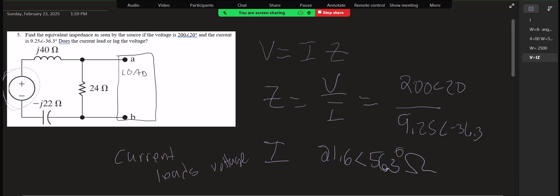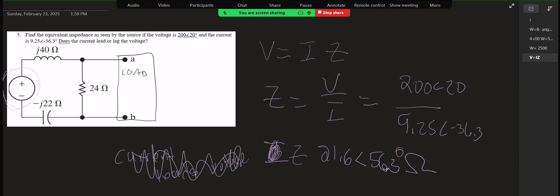I was finding the impedance, and I said it was I, but it was not, it was Z. And so, hold on, let's make sure I answered this correctly. So this is the impedance. Does the current lead or lag the voltage? The current lags. Yeah, the current lags.